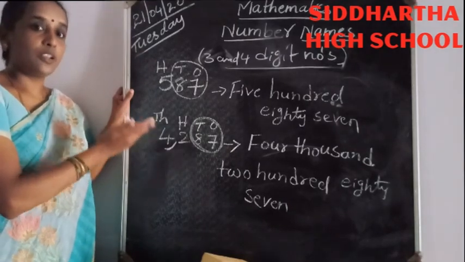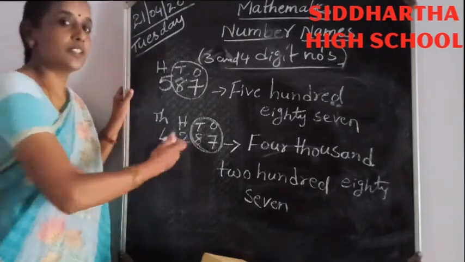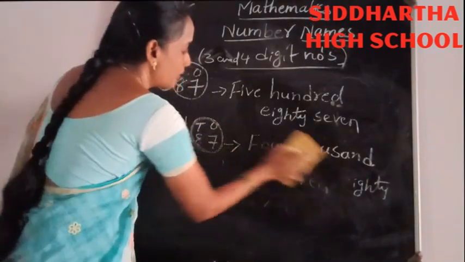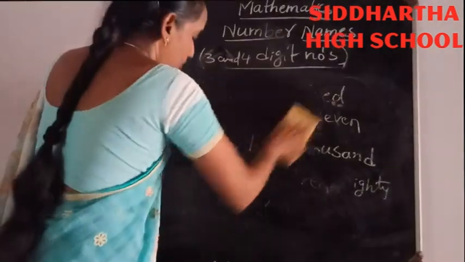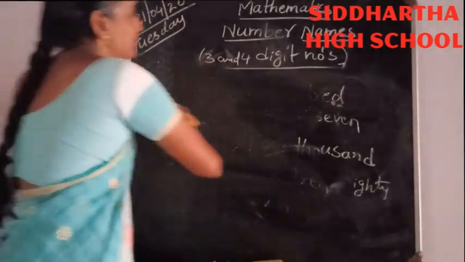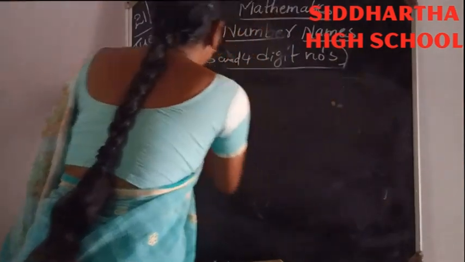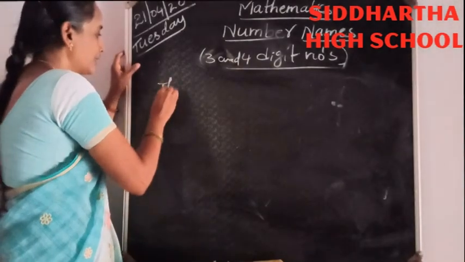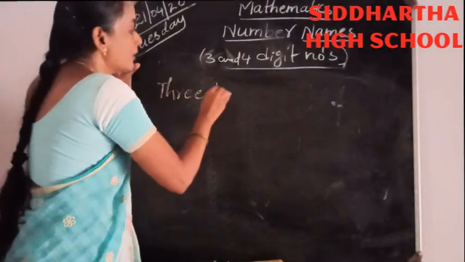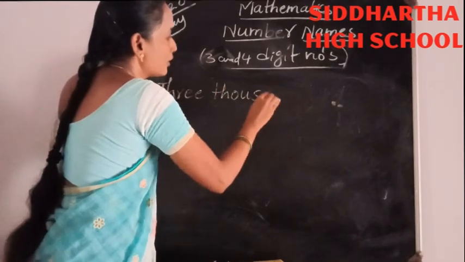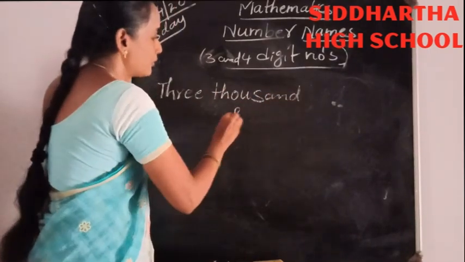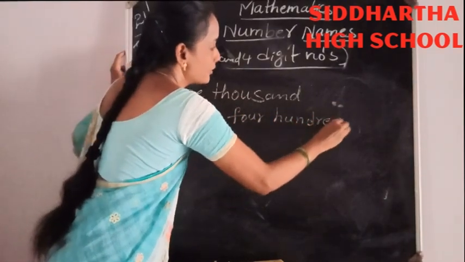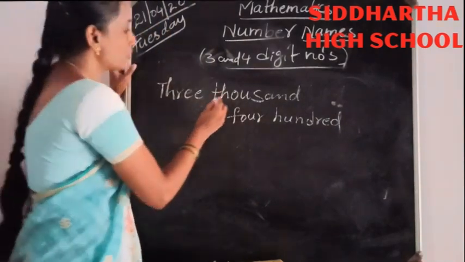Okay, children. In the same way that you read the numbers, write the number name also. Now the number name is given, how to write the number. See, children, 3,400. Yes, observe here, children.